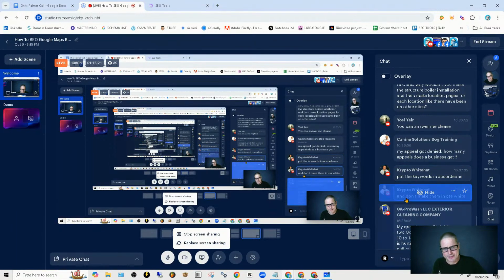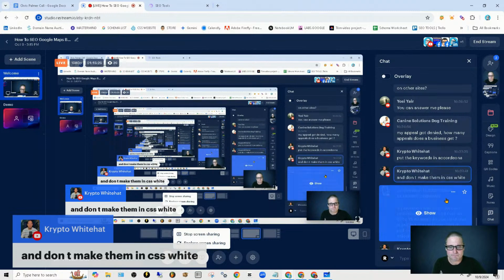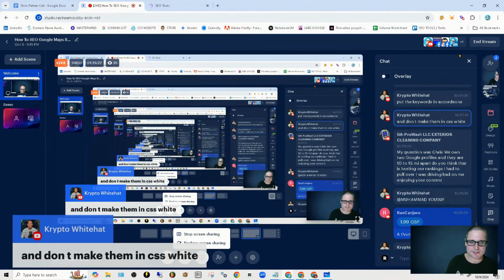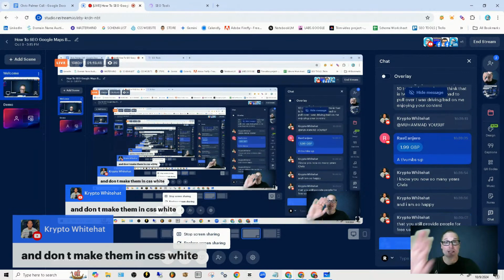Don't make it white. Well, not CSS white. But white on white can still work. I mean, see, if your page is all F, what is it? F or zero? I think it's F, F, F, F, F, F. If you make it FI or F1, right? It's not directly the same color, so you won't get dinged. I'm not telling you to go do this, but it can work.